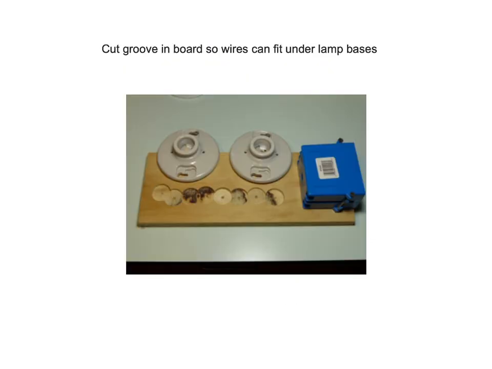So that the lamp bases can lie flat on the board, you need to cut a groove in the board for the wires to fit under them. This can be done by drilling adjacent circles 1/4 inch deep using a Forstner bit or by using a router and straight bit.